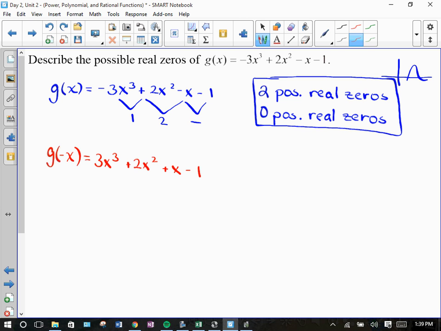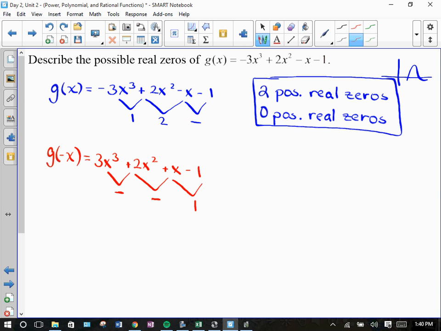Alright? Now, sign changes. We're going to do sign changes again. So is there a sign change there? No, because it goes positive 3, positive 2. No sign change. Positive 2, positive 1. No sign change. Alright? Positive 1 to negative 1. That's one sign change.